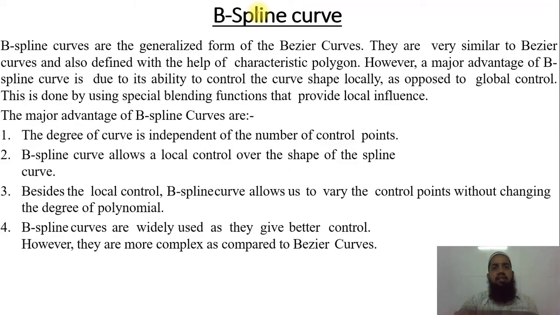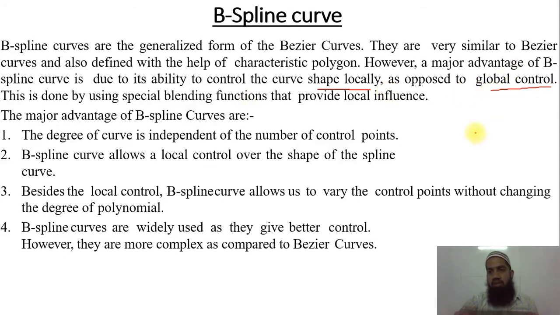Okay, what do you mean by B-spline curves? B-spline curves are generally a form of the Bezier curves. They are very similar to the Bezier curves and are also defined with the help of the characteristic polygon. However, the major advantage of the B-spline curve is its ability to control the curve shape locally, whereas one disadvantage of the Bezier curve is that it has global control.